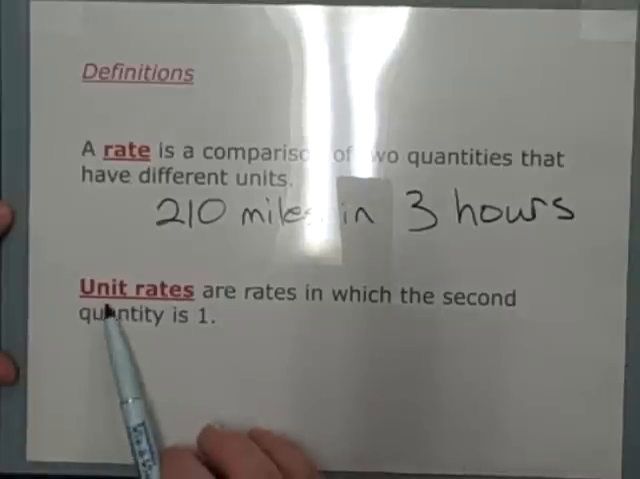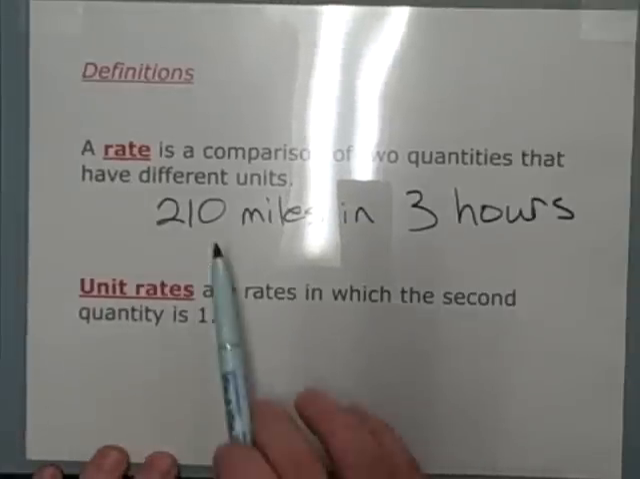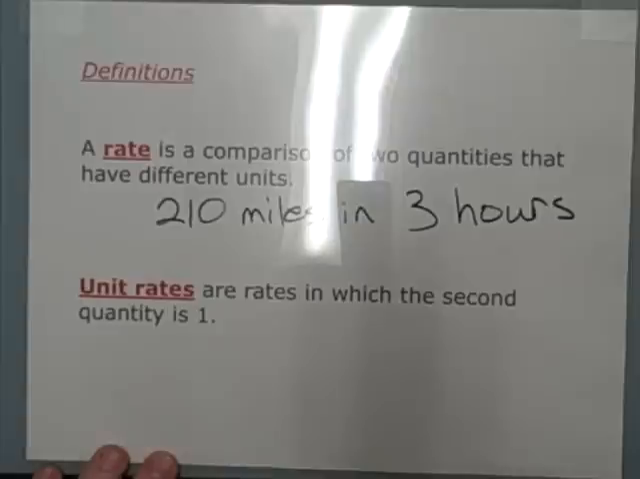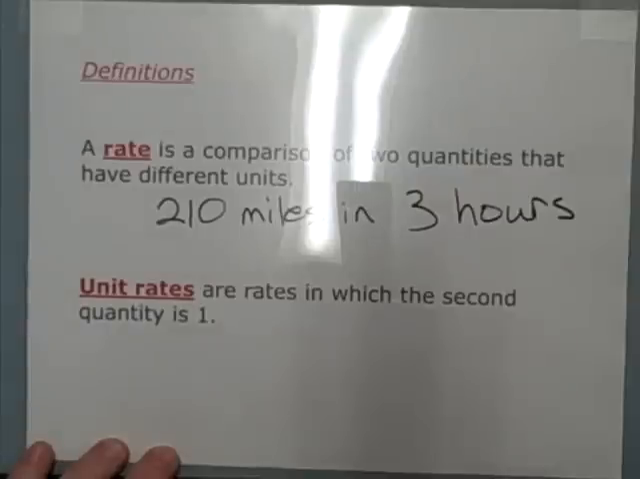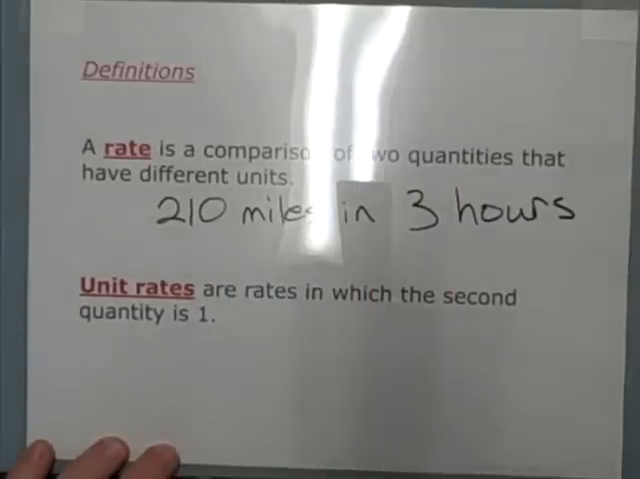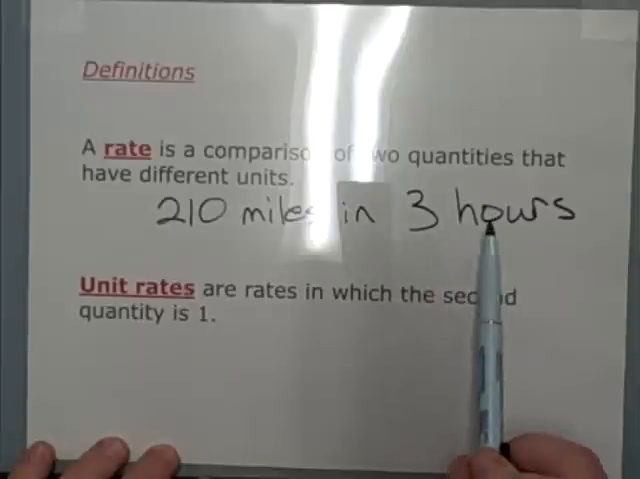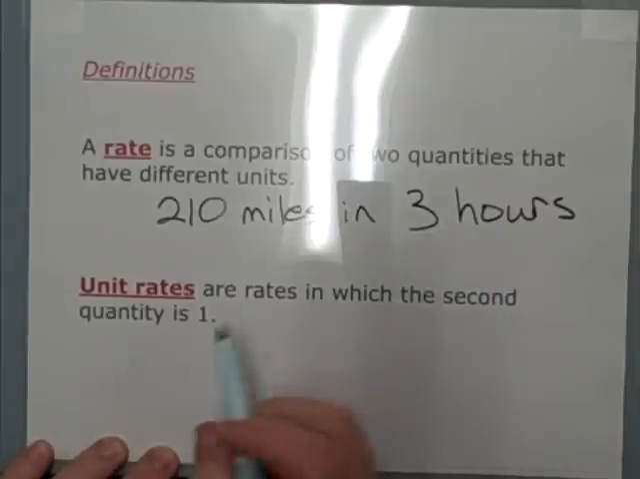Now, let's look at what a unit rate is. We'll use this same rate, but we're going to turn it into a unit rate. Unit rates are rates in which the second quantity is a 1. So instead of 210 miles in 3 hours, we want to know how many miles in 1 hour. Well, we simply have to divide.